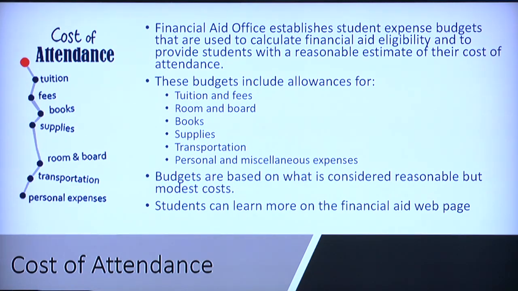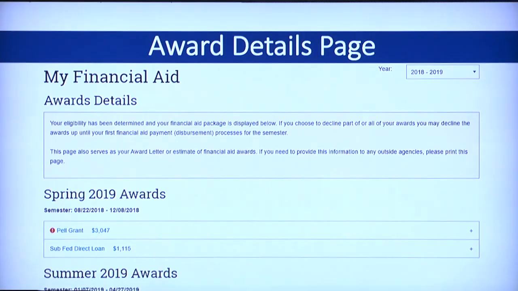tuition here. So it includes their tuition and fees, of course, but it also includes room and board for the area, their textbooks, supplies, transportation costs, and any personal or miscellaneous expenses. The budgets are based on what's considered reasonable and modest for the living area of the student. And this information, anyone can go and learn more about on the financial aid webpage.